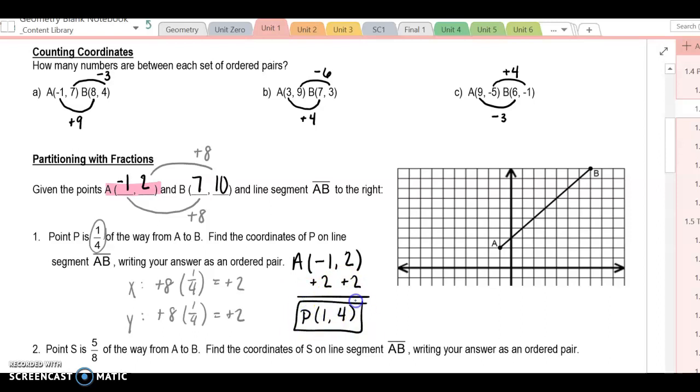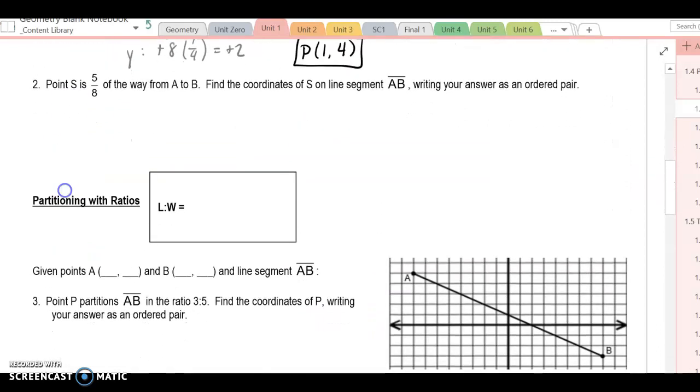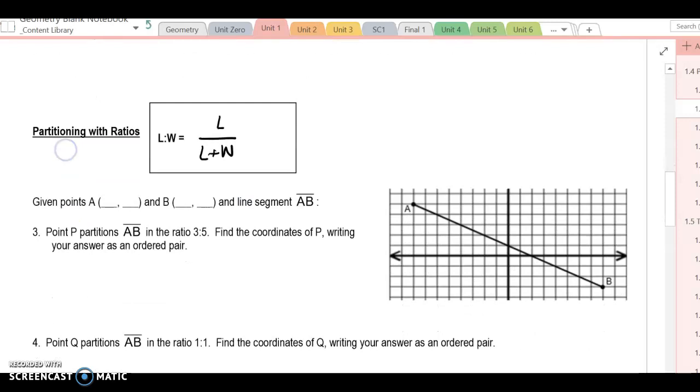And that's our answer. When you're dealing with a ratio, you take the first number, put it on top, divide it by, and then you add the 2 numbers together. So for example, for number 3, if it's in a ratio of 3 to 5, you're going to do 3 divided by 3 plus 5. So really this fraction is 3 over 8.